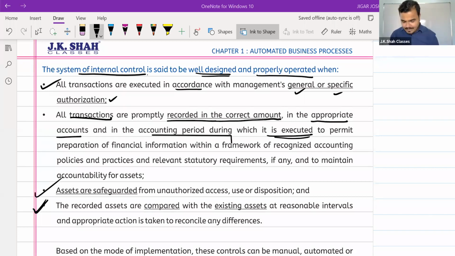Agree? Yes, sir. Quickly read, people, all 4 points very fast, so that I can explain to you three most important types of control.